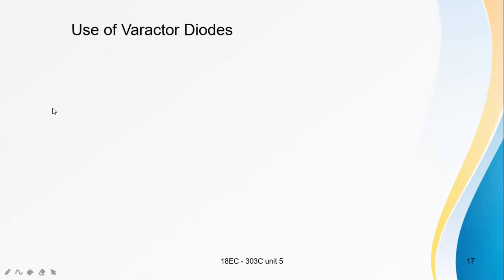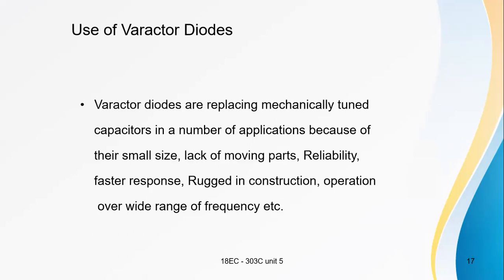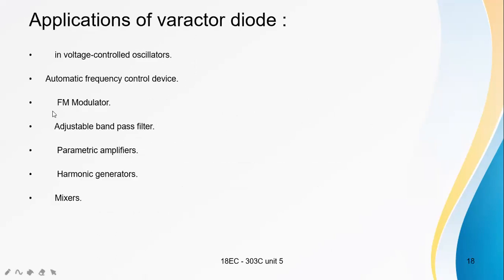This is about varactor diode. What is the use of these varactor diodes? These varactor diodes are replacing mechanically tuned capacitors in a number of applications. What are the reasons for preferring this varactor diode? Small size, lack of moving parts, reliability is more, faster response, rugged in construction, and operation over a wide range of frequencies. Depending upon the material, the frequency range also varies. Right? These are the uses of varactor diode. And applications of varactor diode: what are the applications where we can use this varactor diode?